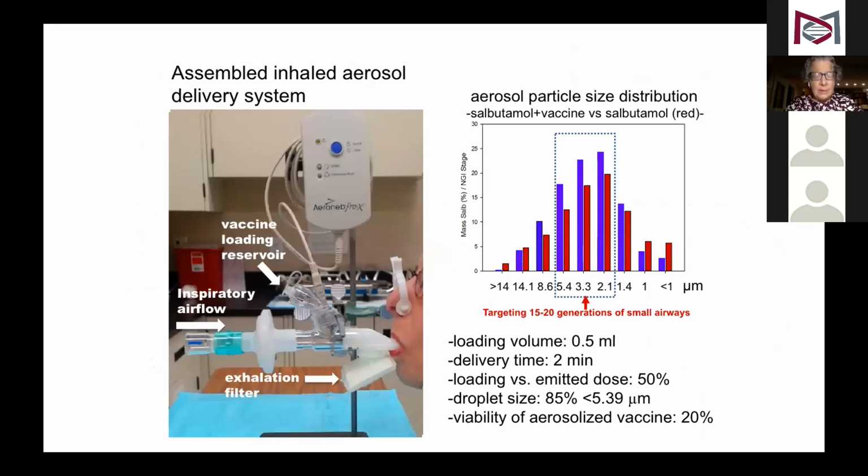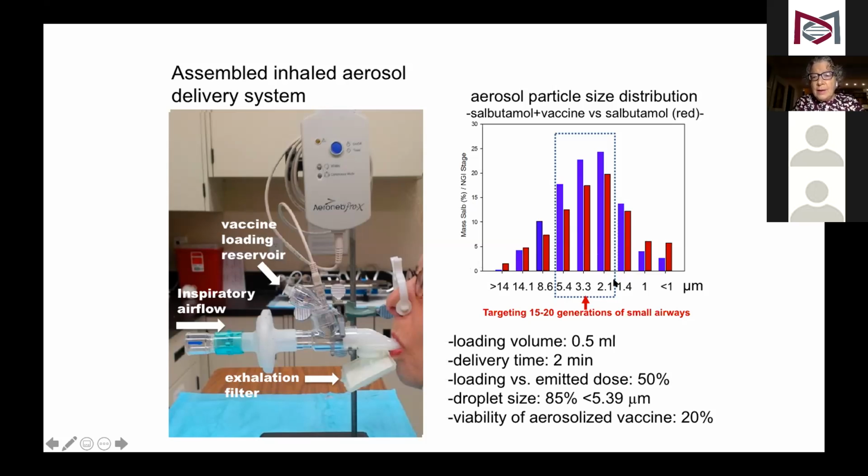So I'm just going to take you through very quickly the inhaled aerosol delivery system. We use the AeroNeb, which is a nebulizer that is recognized in clinical medicine as providing an effective and predictable particle size. This looks like a little bit of a homegrown system, but this was how we were establishing what the particle size that this nebulizer would provide of our vaccine.